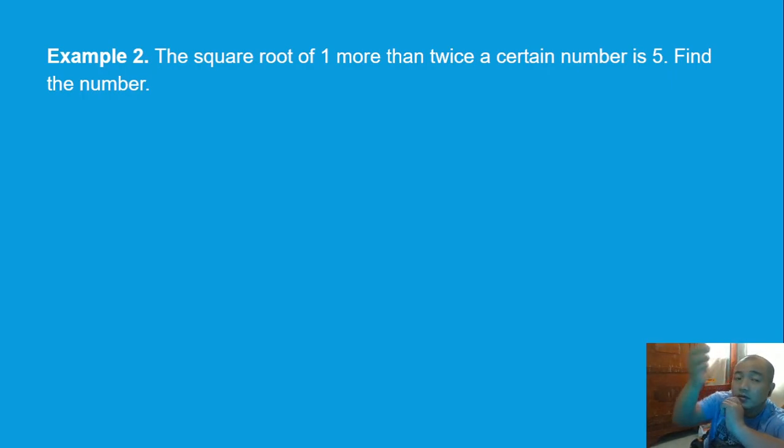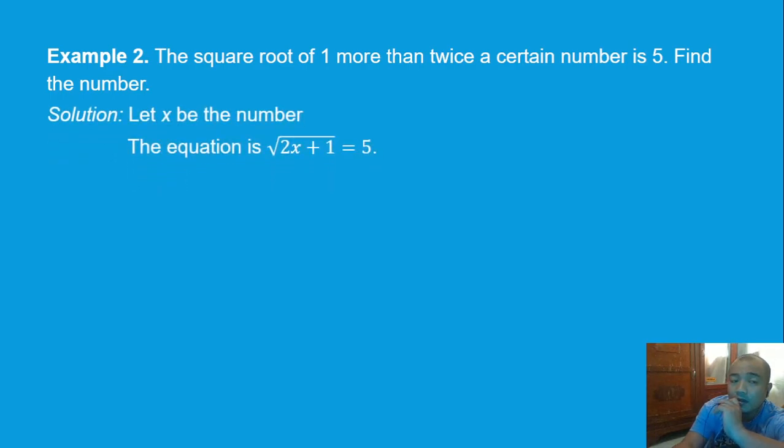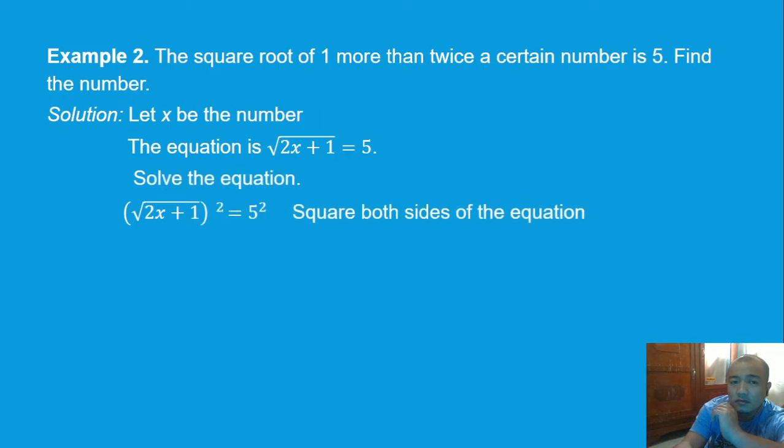Number 2: the square root of 1 more than twice a certain number is 5. Find the number. So let x be the number. The equation is square root of 2x plus 1 equals 5. So let us square both sides of the equation. 1 more than twice a certain number, so 2x plus 1, is 5. Square both sides: 2x plus 1 equals 25.